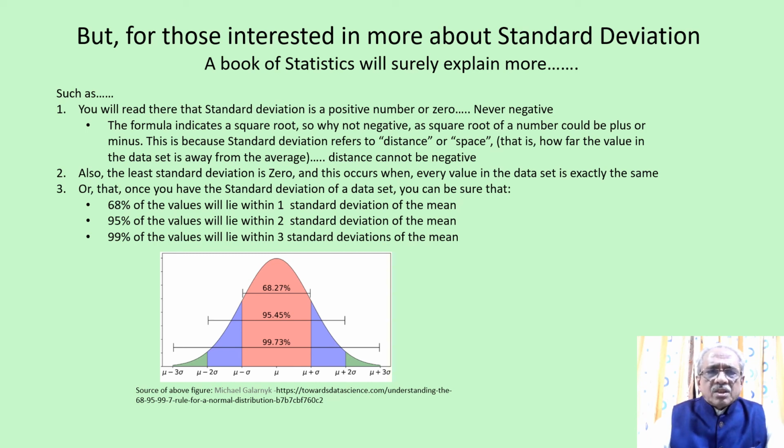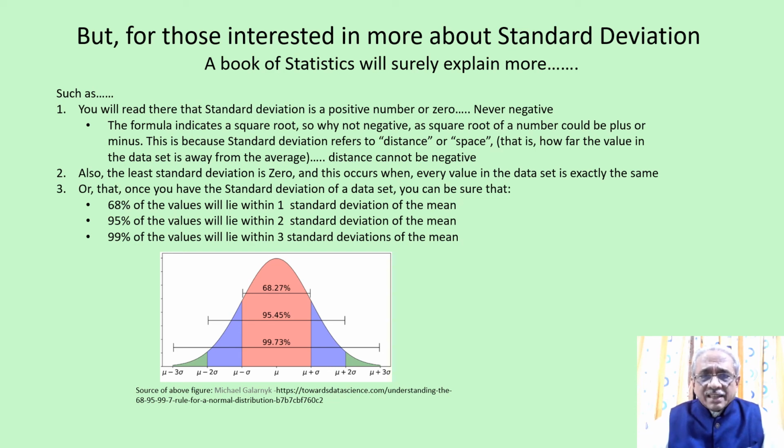Such as, you will read that standard deviation is a positive number or zero, never negative. One may ask why never negative? Because if it is a square root, there should be a plus or a minus, because the square root is always plus or minus a particular number. But what is explained is that standard deviation refers to the distance or space, that is how far the value is from the average, and distance cannot be negative. So the norm is that it's either 0 or positive. Also, the least standard deviation is 0, and this occurs when every value in that data is the same.